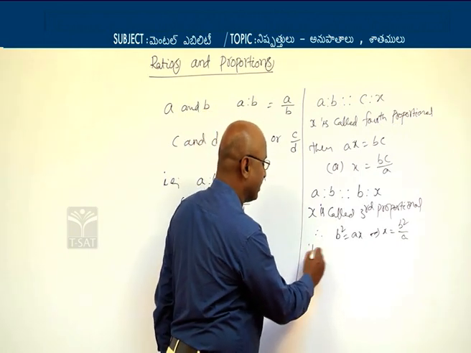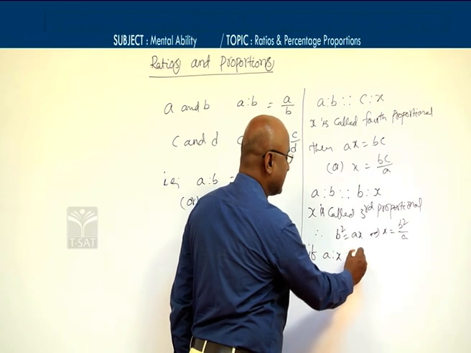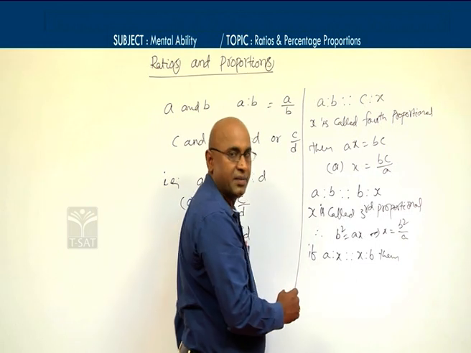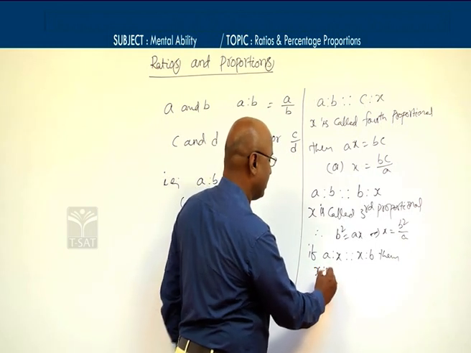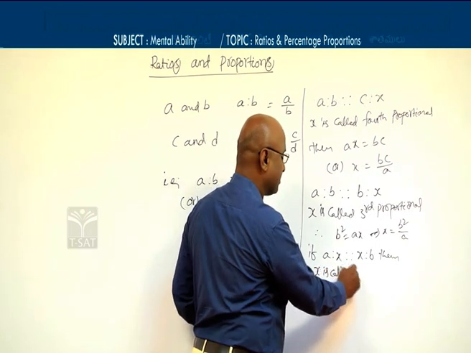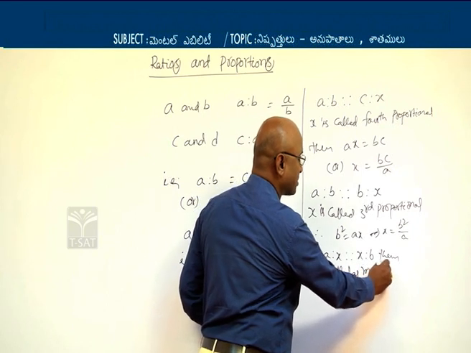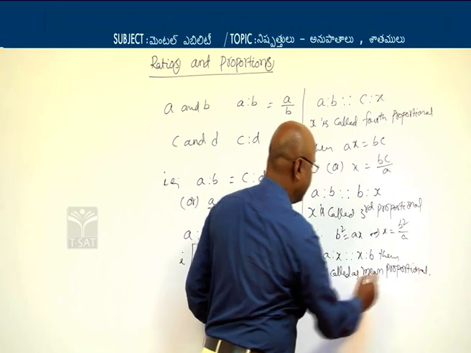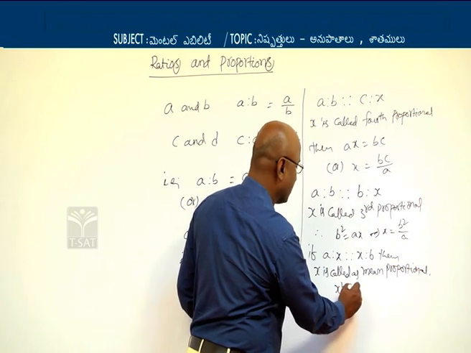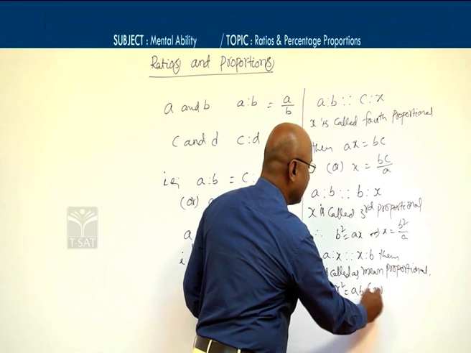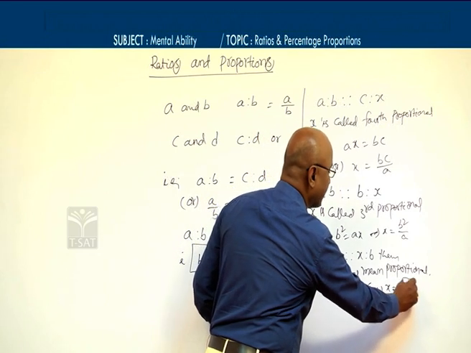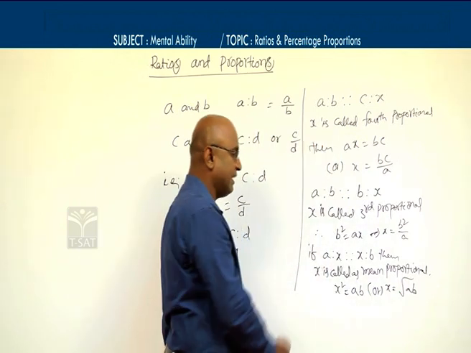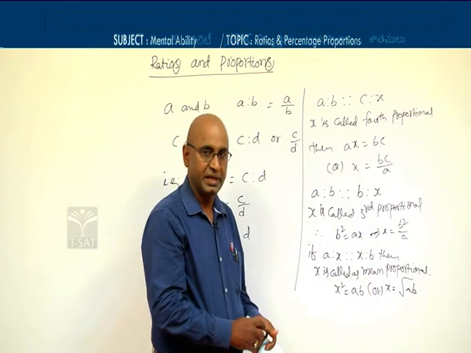Similarly, if A is to X as X is to B, then X is called the mean proportional. Then X square is equal to AB, or X is equal to root AB. So the mean proportional of A and B is X is equal to root AB.